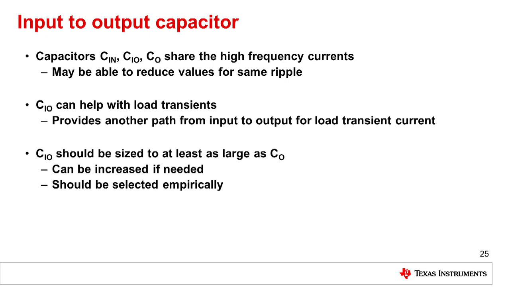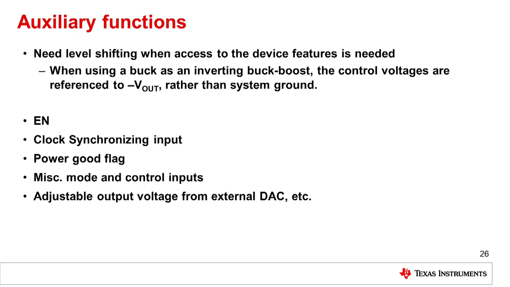Essentially what it does is it helps to provide another path for the output load transient current directly from the input, so the regulator doesn't have to respond as quickly. You can pull the load current directly from the input of the regulator. Typically, the CIO should be sized at least as large as your output capacitor, and it certainly can be increased if needed. These capacitor values typically will be selected empirically, however.